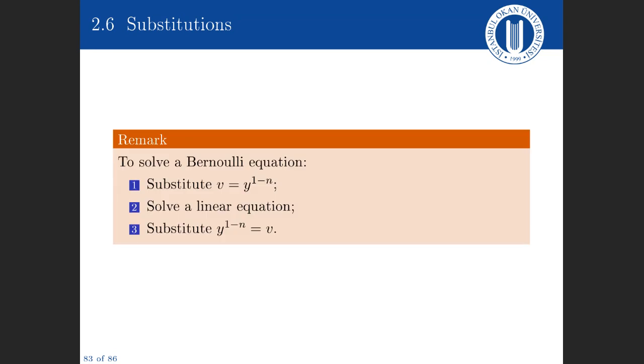So let's recap what we're doing here. To solve a Bernoulli equation, we always use the substitution v is equal to y to the power 1 minus n. After we've done that substitution, we solve a linear equation, and then we do the substitution again to get the answer to the equation that we started with.